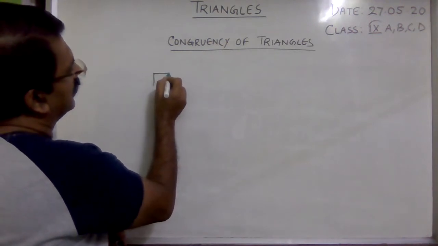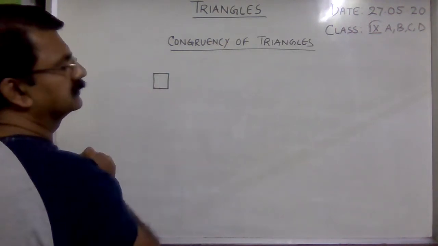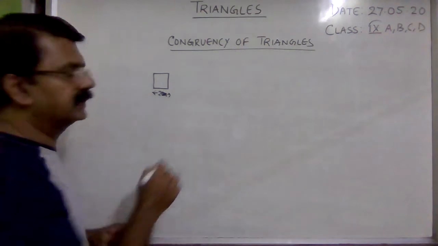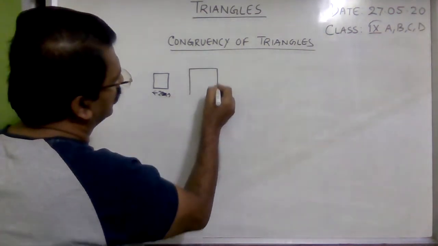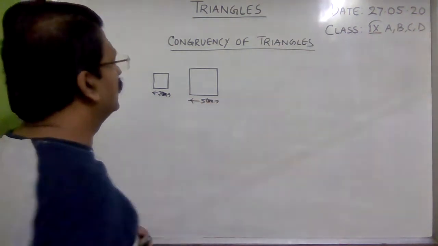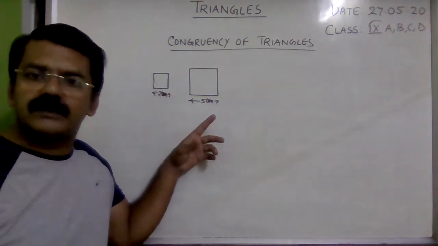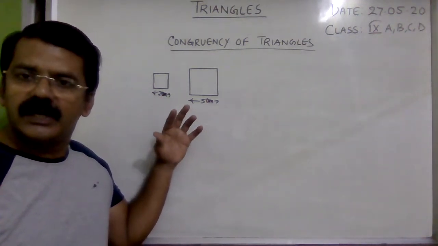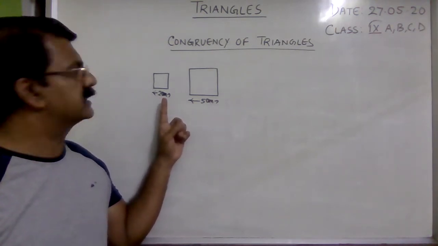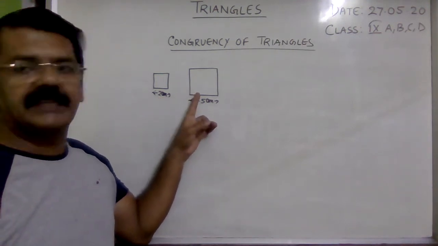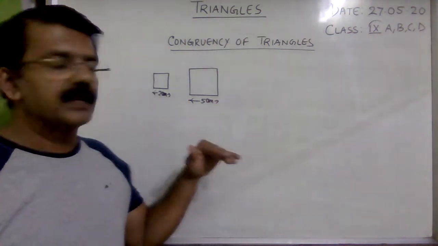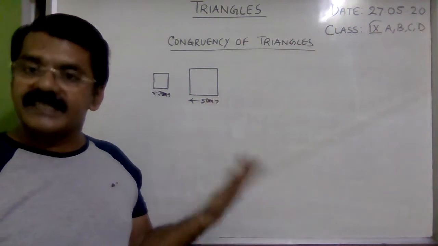Suppose there is a square whose length of each side is 2 centimeter, and suppose there is another square and the length of each side of that square is 5 centimeter. Now you can see both are squares, so they have the same shape but the sizes are different. This square is a smaller one because each side is 2 centimeter, and that square is the bigger one because each side is 5 centimeter. So the shapes are same but sizes are different, so they are similar figures.